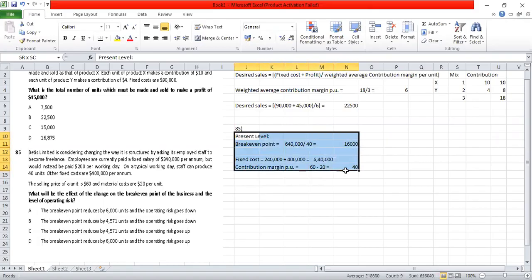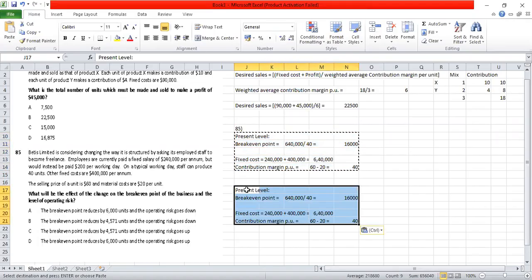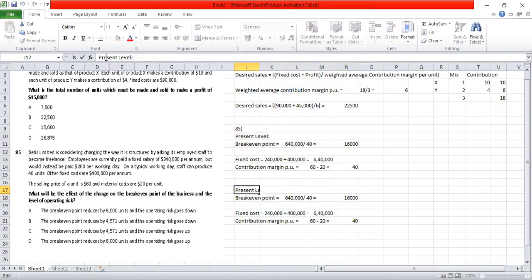Then if we are talking about the proposed level, now in case of proposed situation, how would the things change is what we have to see. What will be the fixed cost in the proposed level? They will no longer have 240,000. They will have only 400,000 as fixed cost.